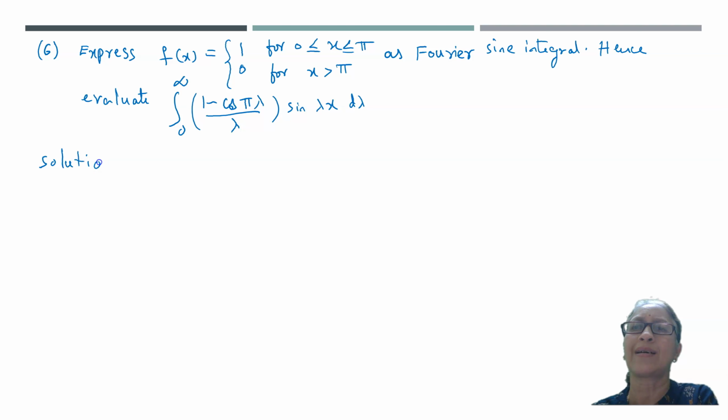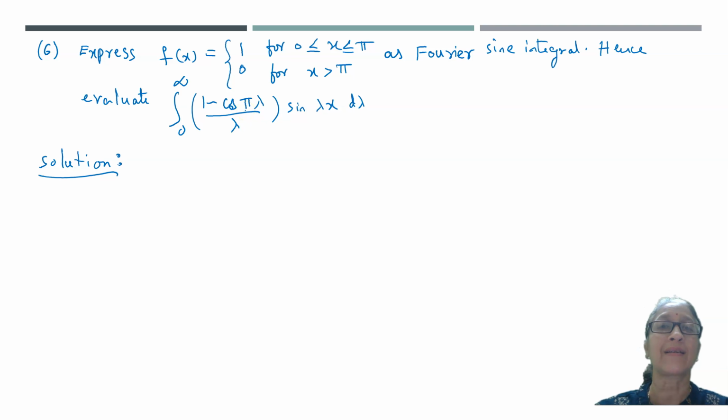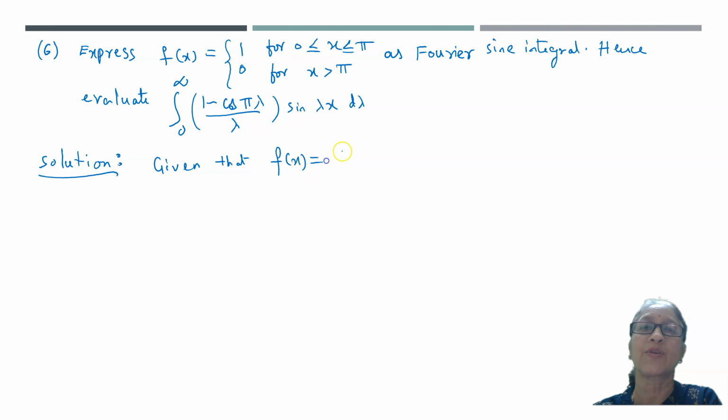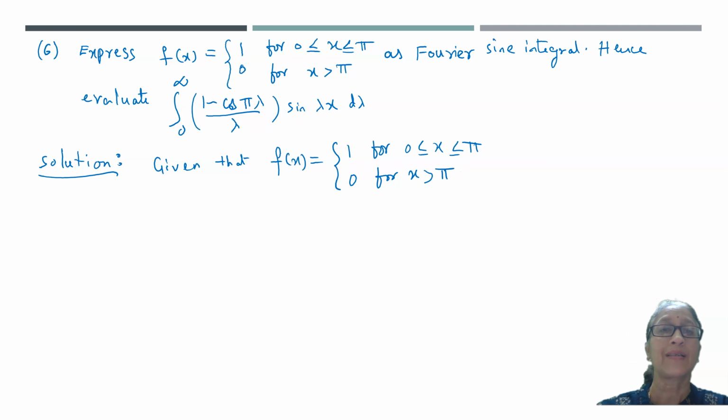Now here it is directly asked to find the sine integral, because the question says to express f(x) as a Fourier sine integral and hence evaluate this integral. So first we have to find the sine integral using the given function. Here f(x) is given: f(x) equals 1 for 0 ≤ x ≤ π, and 0 for x > π. So first write the given function, then write the formula of the sine integral, because here we have to find the sine integral first.